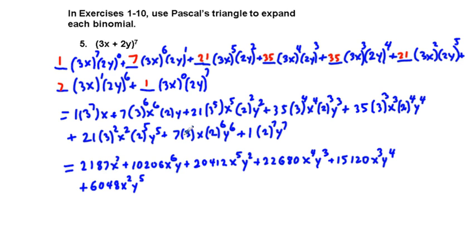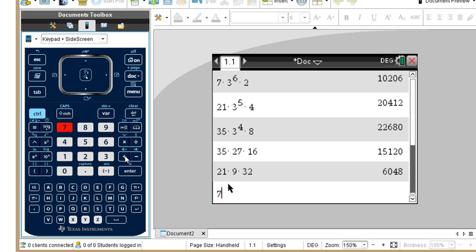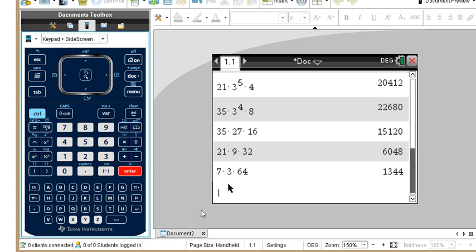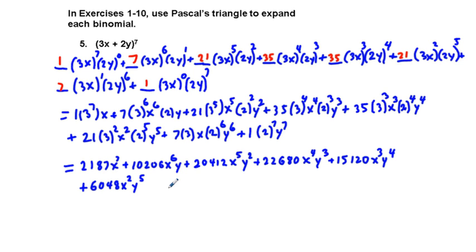Okay, next we have 7 times 3 to the first power. That's going to be 7 times 3, and 2 to the sixth power is 64. So 7 times 3 times 64, we get 1,344. So plus 1,344 x y to the sixth.